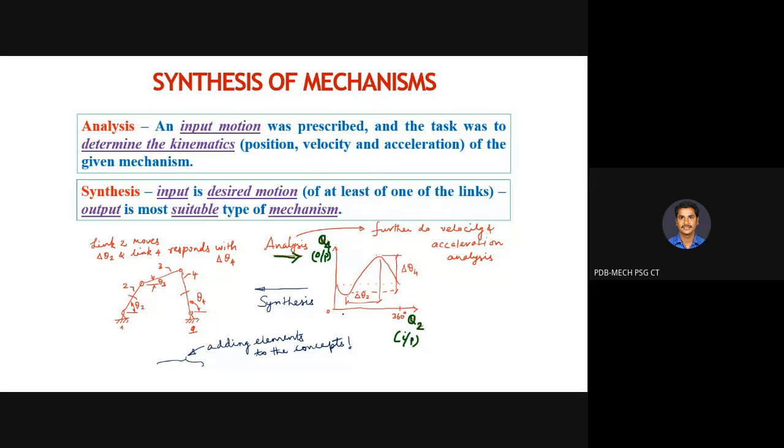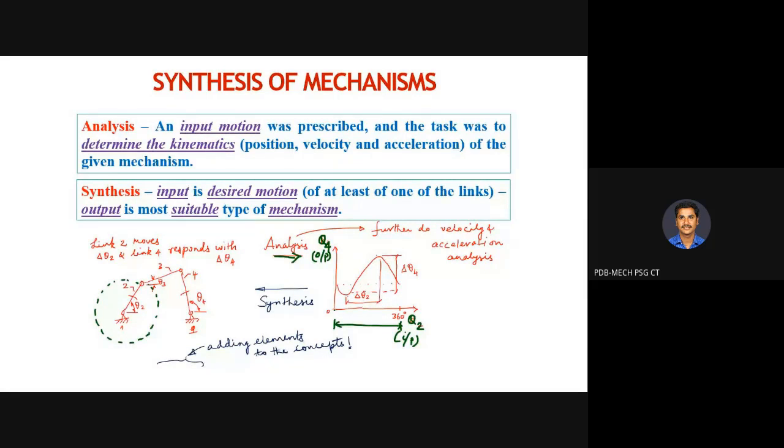The input angle varies from what to what? 0 to 360 degrees. Which means that it is a crank, so it is going to rotate 360 degrees and trace a circular path. And what is the output? Some angle deviation is given. Now if you look at the input angle, it varies between 0 and 360 degrees.